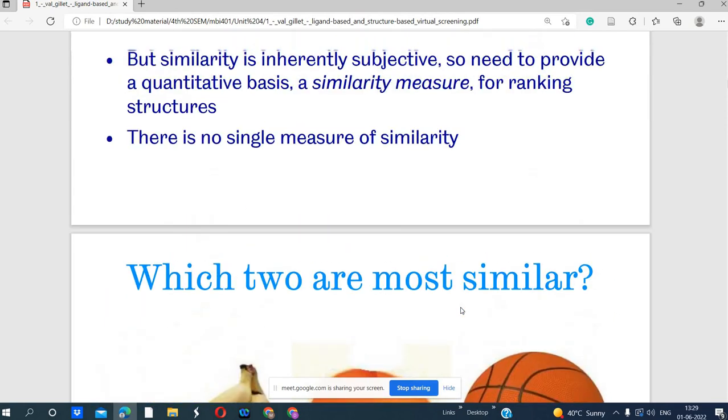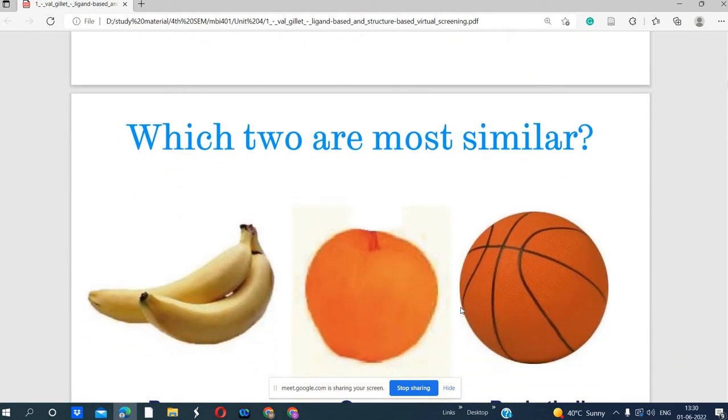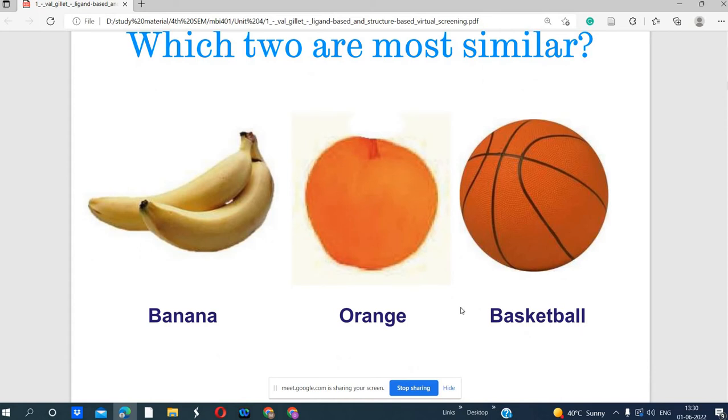Now in this figure, you can see which two are the most similar structures. Can you tell me? Just tell me the two similar structures. Which ones are they? Yes, anybody from the class? Basketball. Orange and basketball. These are similar structures. Yes. Why do they look similar? The orange is a small one, the basketball is a big one.